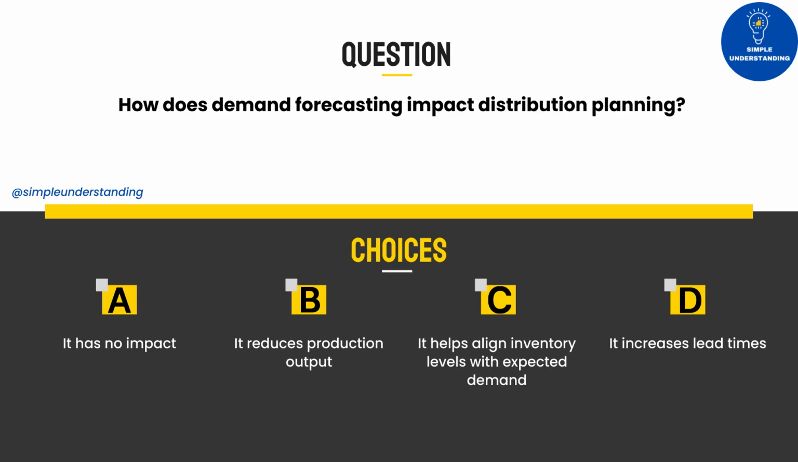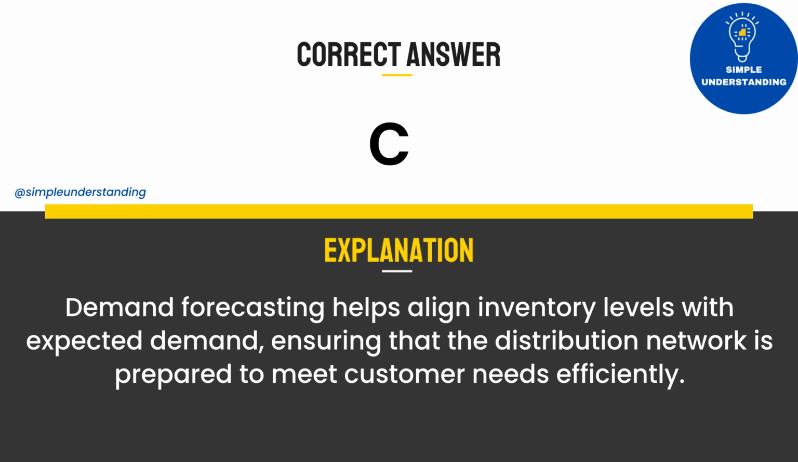5. How does demand forecasting impact distribution planning? A. It has no impact. B. It reduces production output. C. It helps align inventory levels with expected demand. D. It increases lead times. Correct answer, C. Overall explanation.